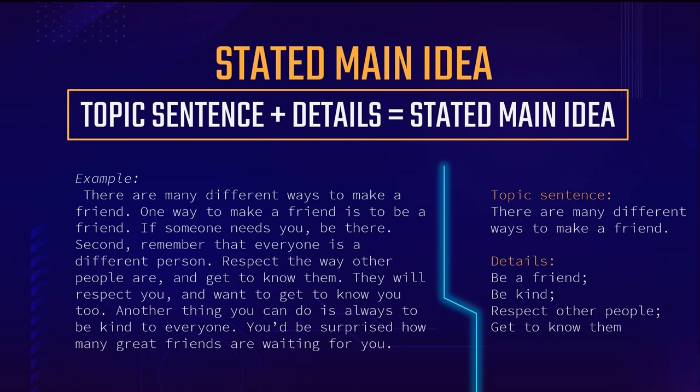The first sentence is the topic sentence. The other sentences tell the details to support the main idea, ways to make a friend. You can test your answer because the topic sentence states this idea. Also, all of the other sentences, the details, are talking about the same main idea.